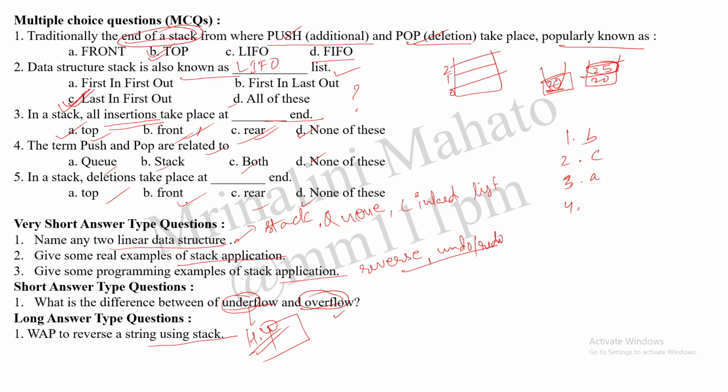4. The terms push and pop are related to stack, and the queue's terms are front and rear. Okay, so 4B. 5. In a stack deletion take place at dash, where does deletion happen? That is top only. So 5th A also. You just take it out of 5.